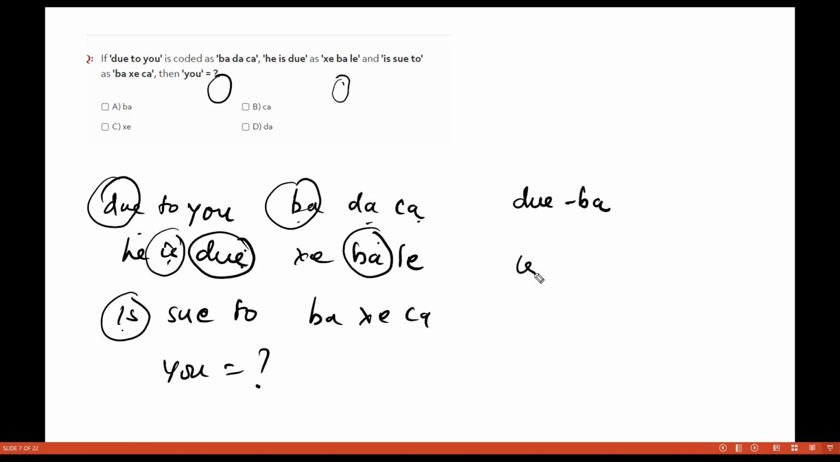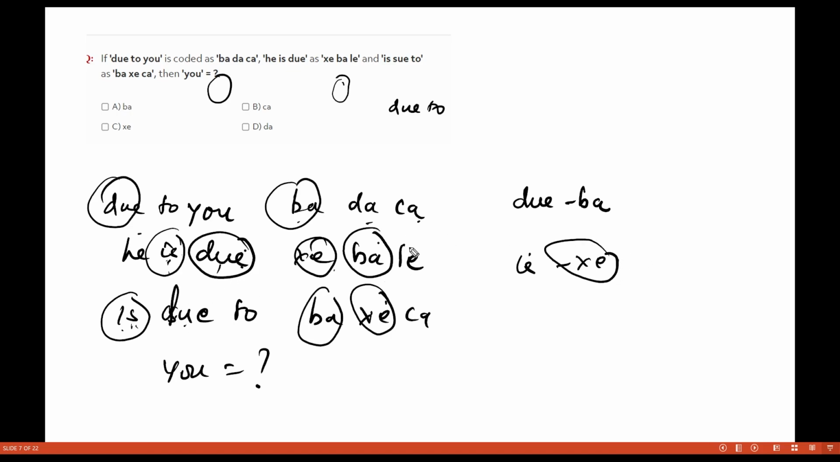See, so we get, I think this must be due only, is due to. Okay, because then it will not make sense. So when we are taking this, is and is common, so we have only this and this term common. So this becomes XC. Okay, is becomes XC if this is due. So then we know that due is BA only. Okay, then due is BA only. Fine. So from here we get 2 is CA. Okay, 2 is CA. Fine.